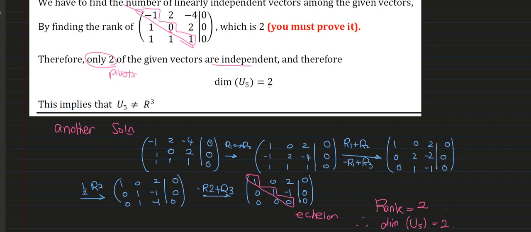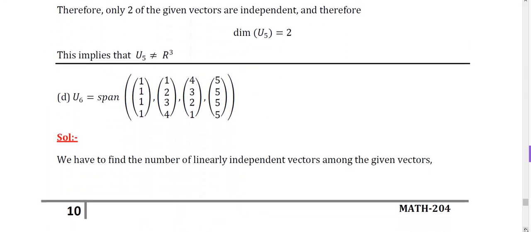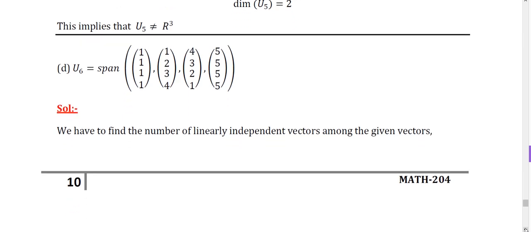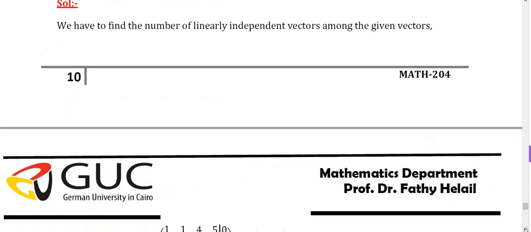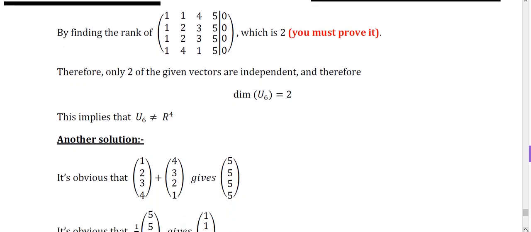Okay. Finally, if we move into part D, we have to find the number of linearly independent vectors. There are 4 vectors, each belonging to R4. We have only 2 linearly independent vectors by reducing the system, and hence the dimension is 2, and this U6 is not R4, right?